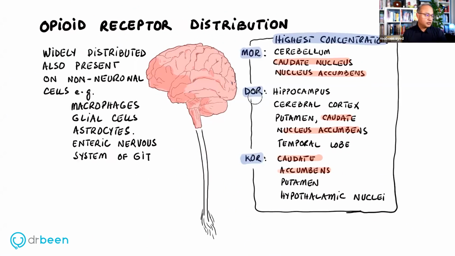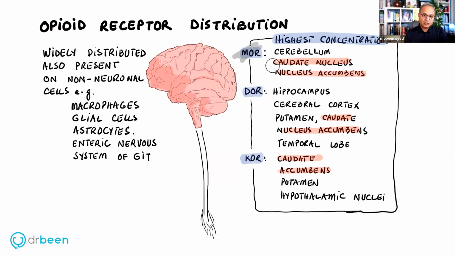Now, the distribution of the opioid receptors. Number one, these are widely distributed within the nervous system. We know that. However, these receptors are also present in non-neuronal tissues, for example, macrophages, glial cells, astrocytes, and GIT, enteric nervous system. Highest concentrations. So we're not talking about only the distributed parts, but highest concentration. Where are they found the most?